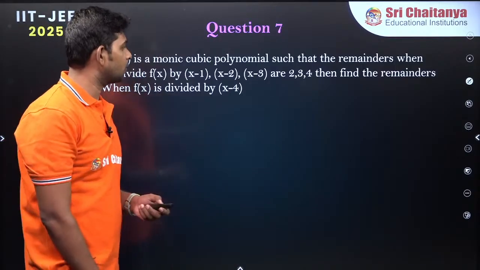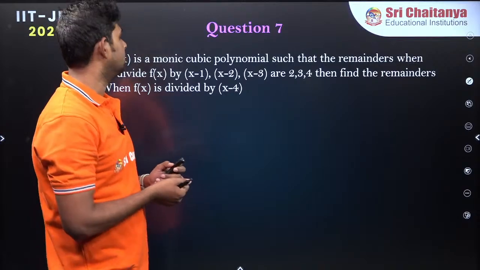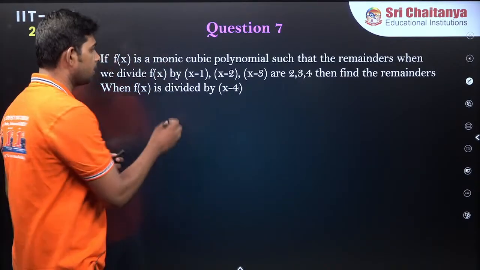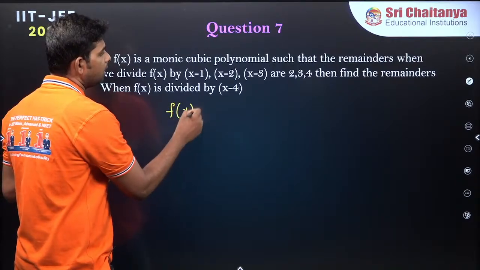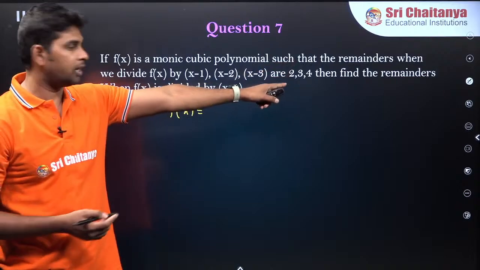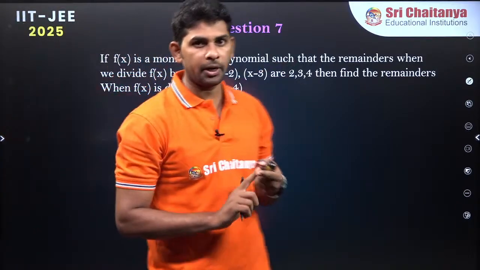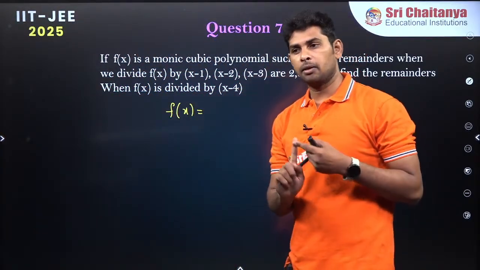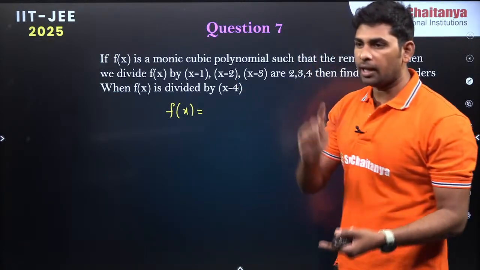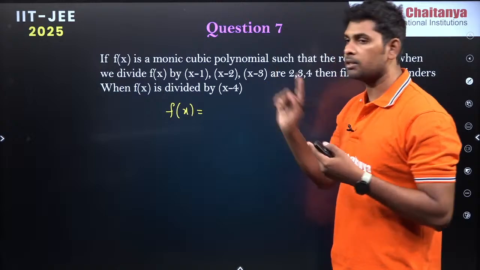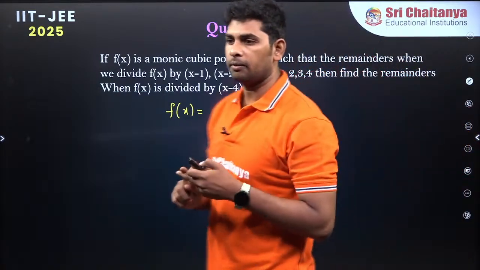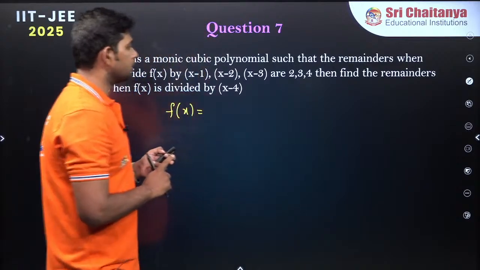I am going to give one more question, maybe you are going to solve that one here. So here f of x is a monic cubic polynomial. This is a somewhat difficult question, and it appeared in JEE Mains sometimes. How are we going to solve this one, when they are giving the remainders? I am going to give the method. Consider this the last question for the day.